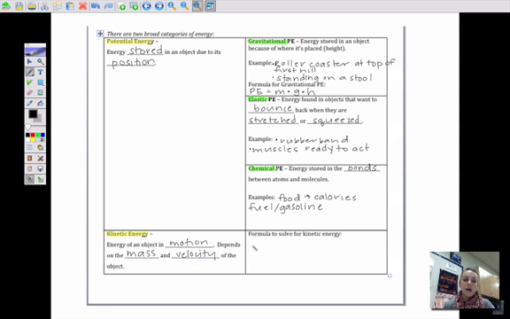There is a formula to solve for kinetic energy, and so kinetic energy is equal to 1/2 times the mass of the object times the speed of the object squared. In our next class period, we'll learn how to calculate potential and kinetic energies of different objects.